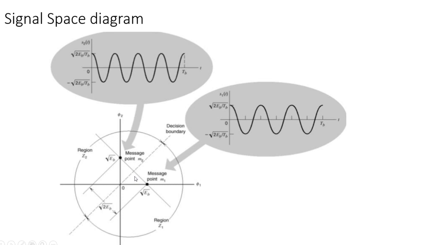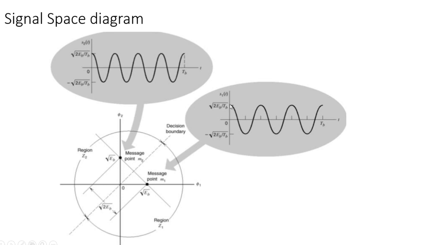Between the midpoint of the 2 points we will draw a perpendicular line which shows the decision boundary. This region is for S1 of t, and this region is for S2 of t. The distance between the 2 points is root 2 Eb. So for signal point 1, message point M1 or symbol 1, and this is for symbol 0.